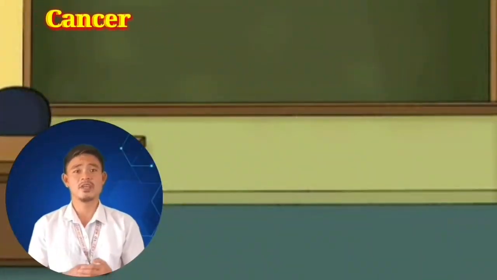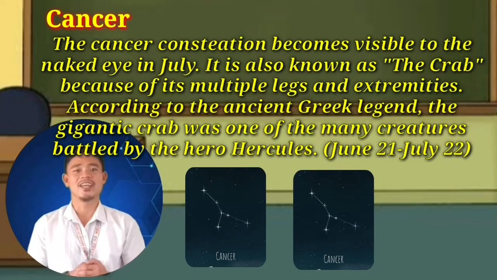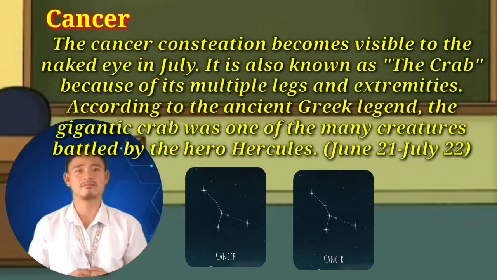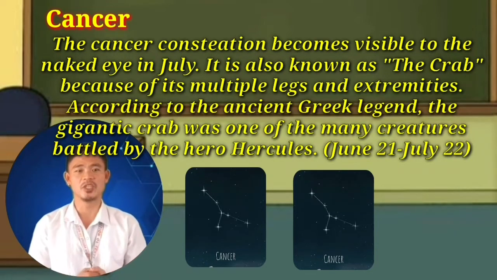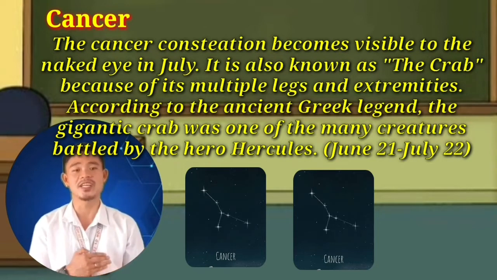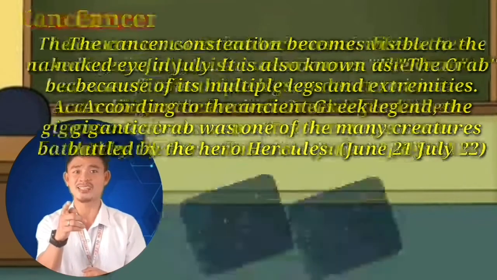Cancer. The Cancer constellation becomes visible to the naked eye in July. It is also known as the crab. Cancer, the crab, because of its multiple legs and extremities. According to the ancient Greek legend, the gigantic crab was one of the many creatures battled by the hero Hercules. And this zodiac sign is between June 21 to July 22. Is this your zodiac sign?